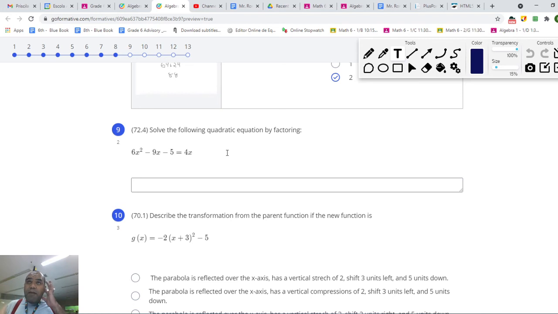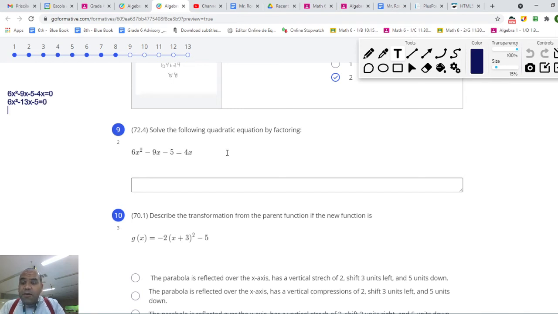First of all, combine like terms. I need to make it equal 0. Then I need to move 4x by the opposite, negative 4x. 6x squared minus 9x minus 5 minus 4x equals 0. Combine like terms: 6x squared, minus 9 and minus 4, negative 13x, minus 5 equals 0.